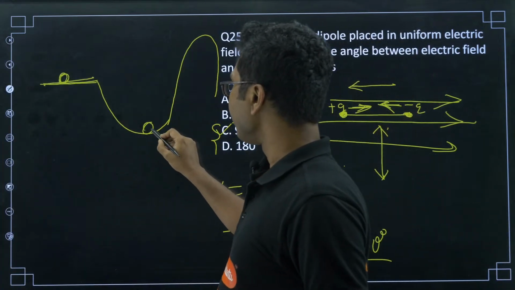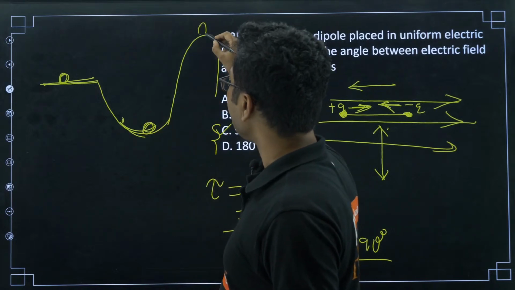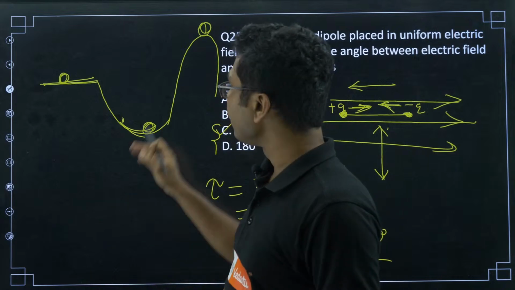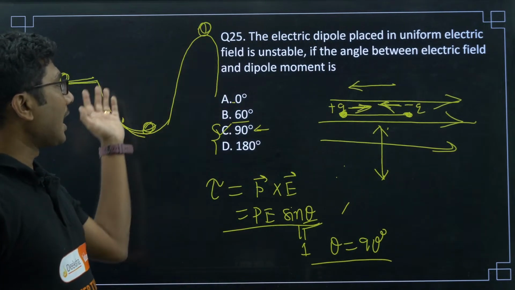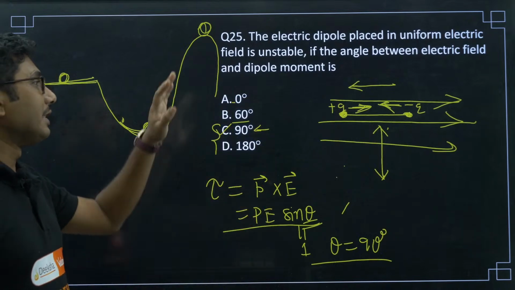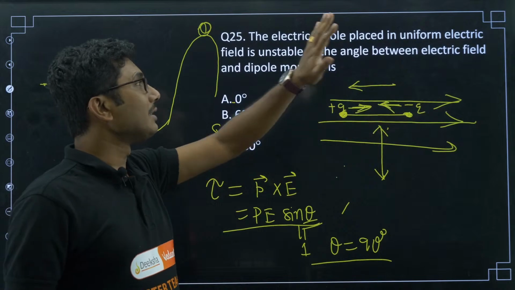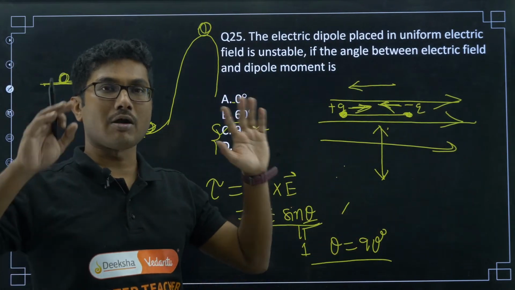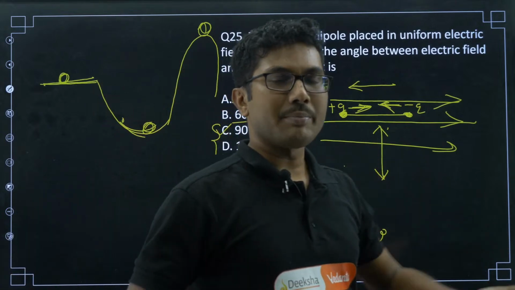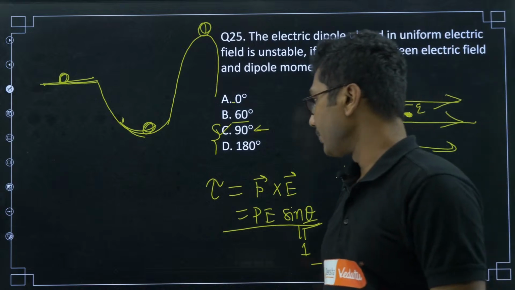Stable equilibrium means even if you disturb it somewhere, it will return. Here it is unstable equilibrium: if you move it from some position, it will start falling either this side or that side. So this is a kind of equilibrium, but unstable equilibrium, not the most unstable. Unstable means it is not stable at all, you cannot keep it there. So that is why this question is tricky.